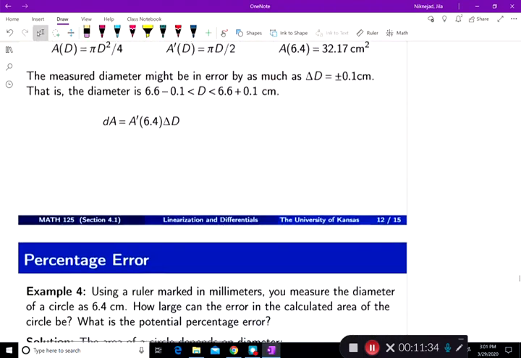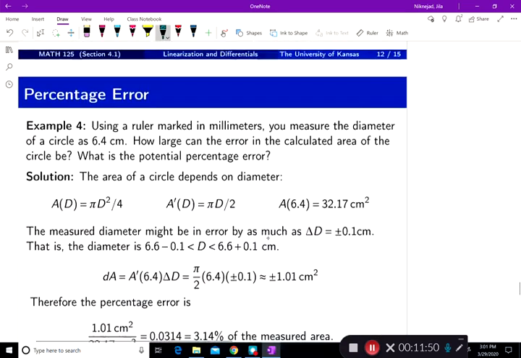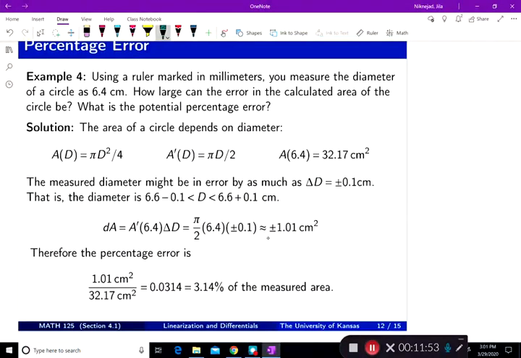So let's go over here. Multiplying these together gives us 1.01. And so the absolute value of delta A is 1.01. You put a plus minus in front of it. And then you plug in 6.4 into this formula.